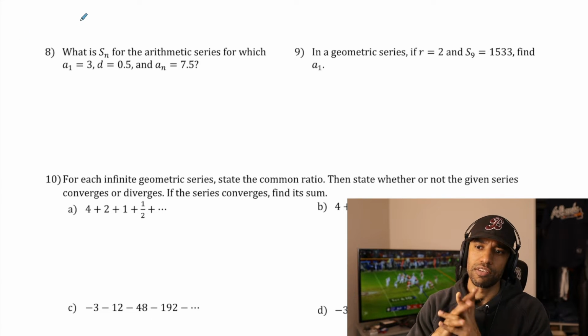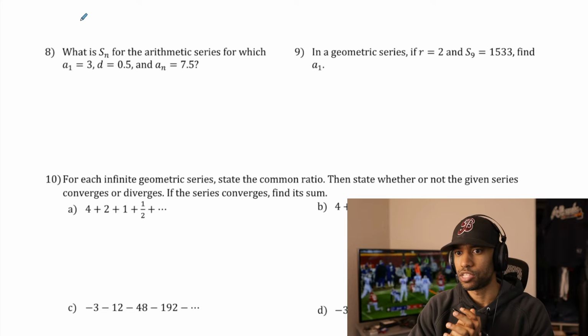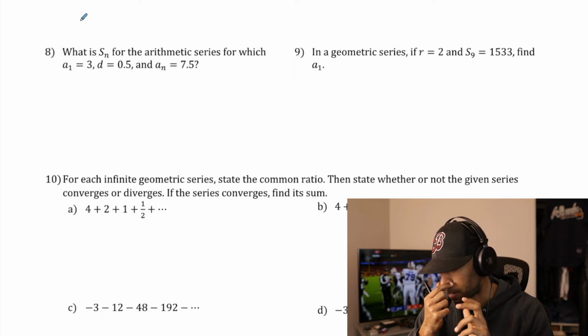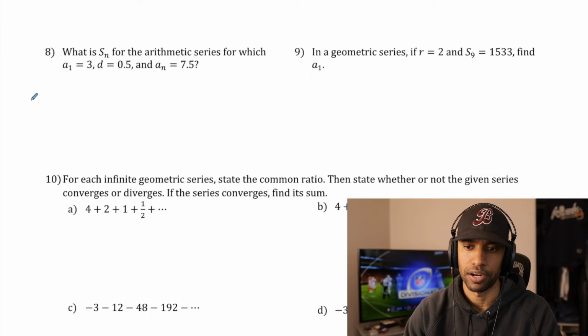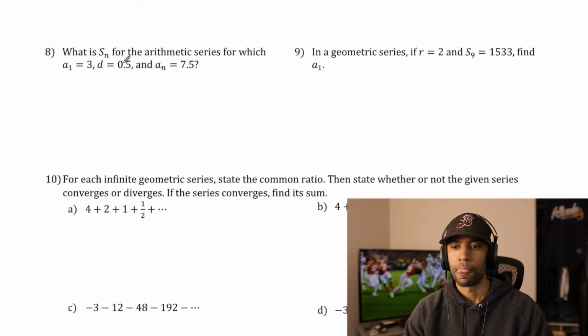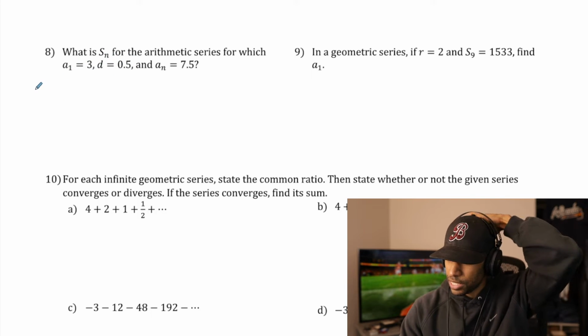All right, what is S sub n for the arithmetic series for which a sub 1 equals 3, d equals 0.5, and a sub n equals 7.5? Now it is straight up. Those are the things that we need for the answer here. So, no, I take it back. We do need the number of terms. So we need the number of terms for this thing here. We don't need d. We got to use d to get that.